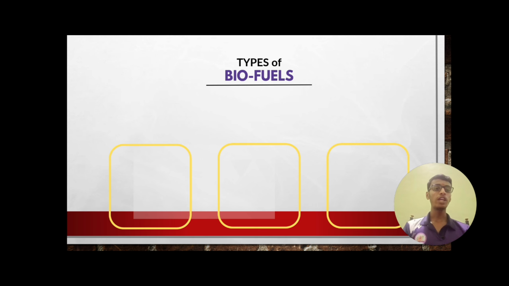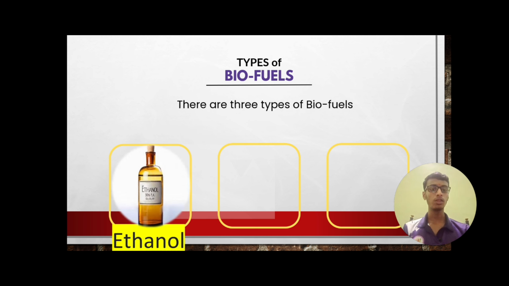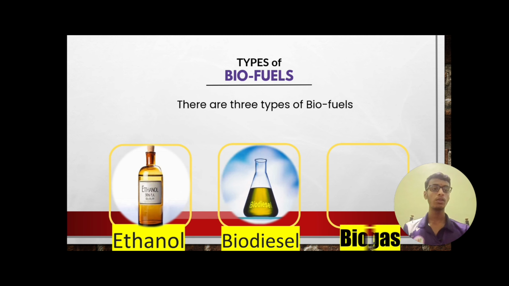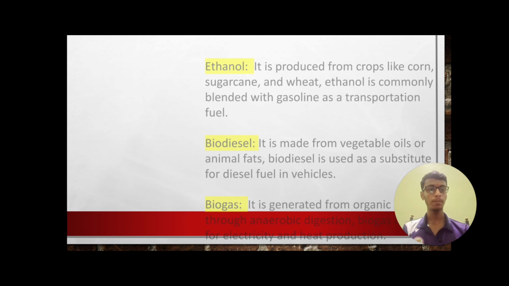Now we'll go to the types of biofuels. There are many types of biofuels. We'll take the major three: first is ethanol, the next is biodiesel, and the next is biogas. We'll see what each is about.